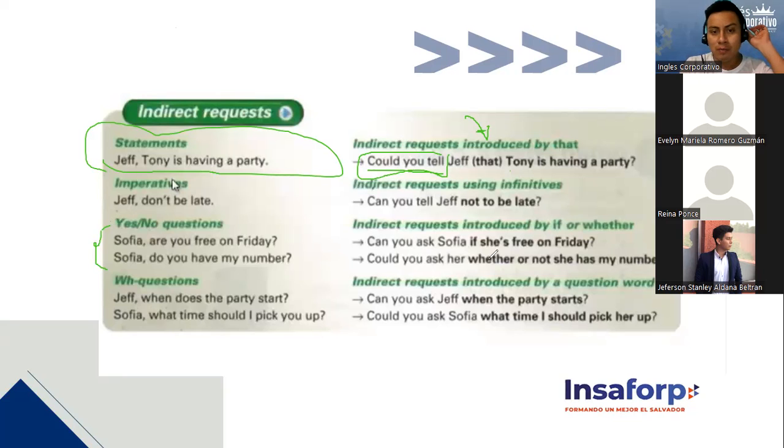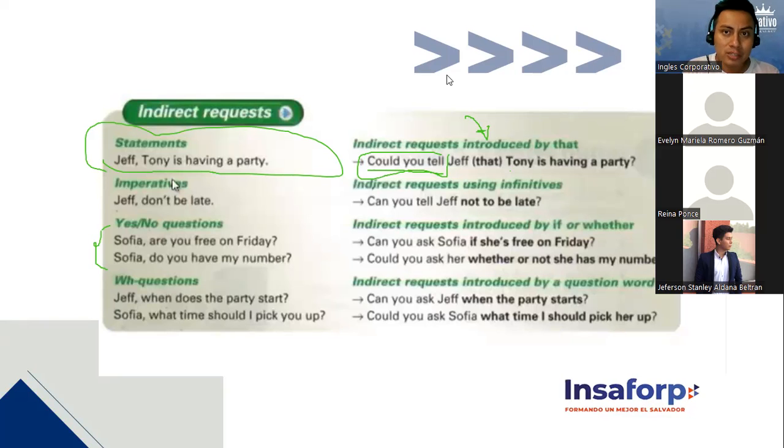So what do you see here? We are changing the subject and the verb to be. It makes sense. We're not going to say, are you free on Friday? Because you want to ask somebody else. And this is important, guys. We don't say, could you ask Sophia, are you free on Friday? Mm-mm, because we're not asking her directly, we're asking her indirectly. That means that somebody else is going to do it for us. So I want to give 2 or 3 minutes on this one.